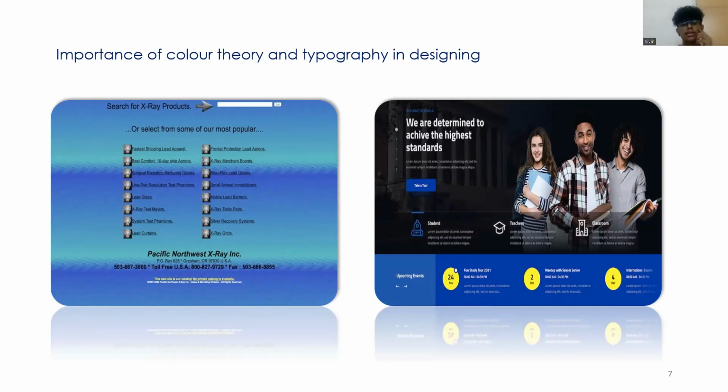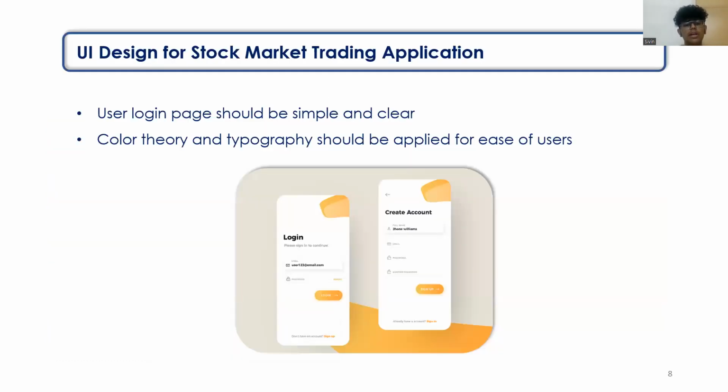Now, let's see what the UI design requirements are for a stock market trading application. These are the basics. Now, let's see how this applies to the stock market trading application. Coming to that, there should be a simple and clear user login page. This is because it is the first page that the user comes in contact with in the application. So he should have a better first impression, find it simple and clear, and have a feeling to use it.